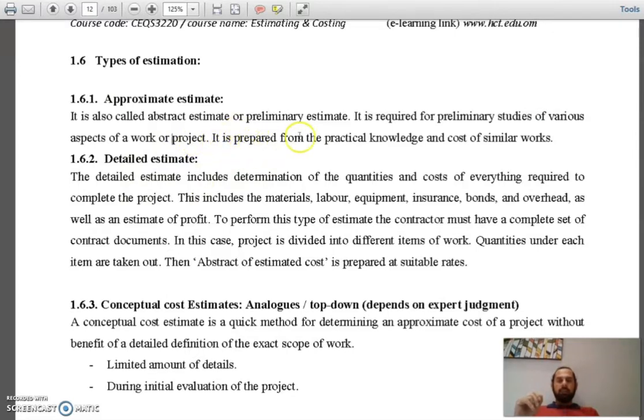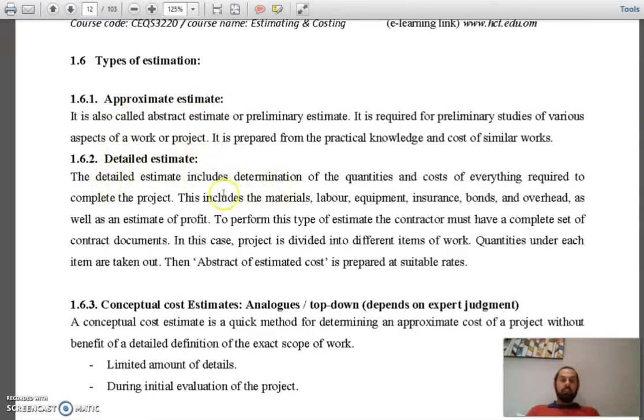It is prepared from the practical knowledge and cost of similar works. Sometimes, if you have done the same work before, you can take the prices directly from that one. Even if you didn't do it, but you know about similar works, their information and costs, you can follow the same costs for this project and put your estimate. So this is the approximate estimate.